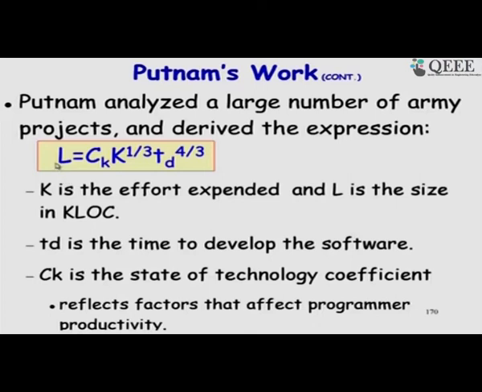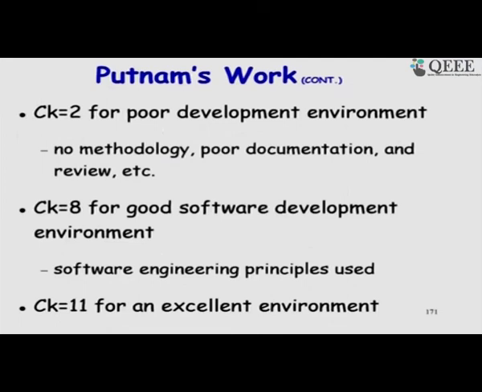L is the size in kilo lines of code, Ck is a constant, K is the effort in person months, and Td is the development time in months. So, that actually gives the Rayleigh curve, and then for the constant he gave the values 2, 8, 11 for different working environments.